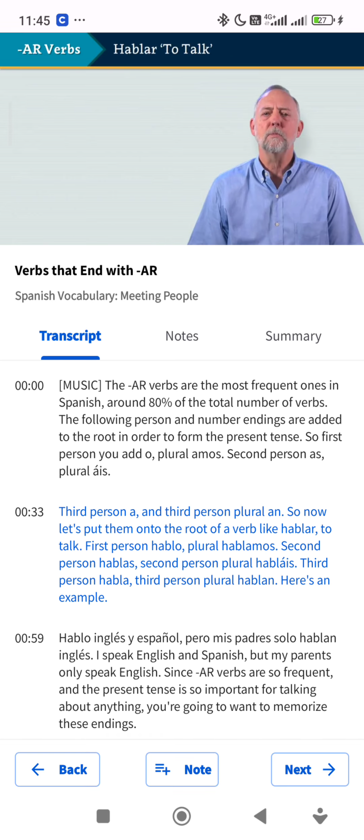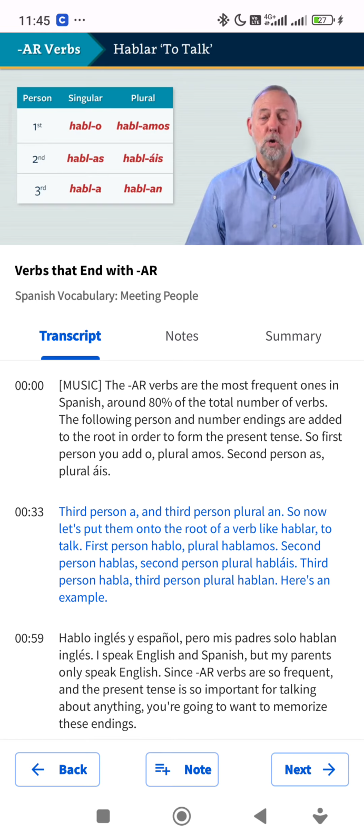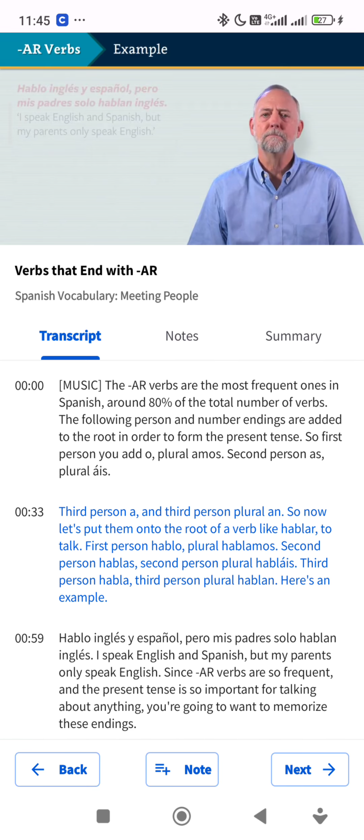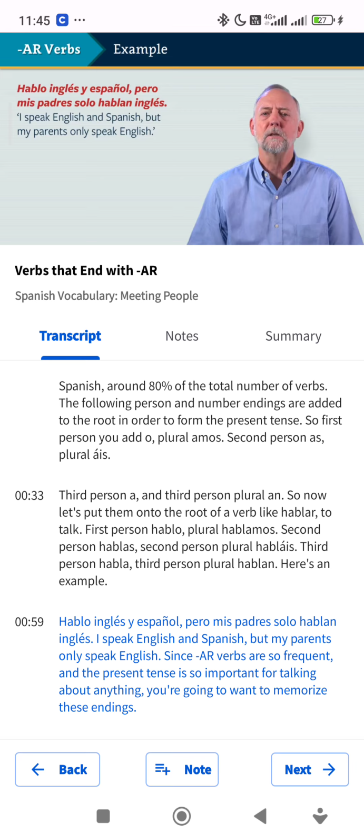So now let's put them onto the root of a verb like hablar, to talk. First person, hablo, plural, hablamos. Second person, hablas. Second person plural, habláis. Third person, habla. Third person plural, hablan. Here's an example. Hablo inglés y español, pero mis padres solo hablan inglés. I speak English and Spanish, but my parents only speak English.